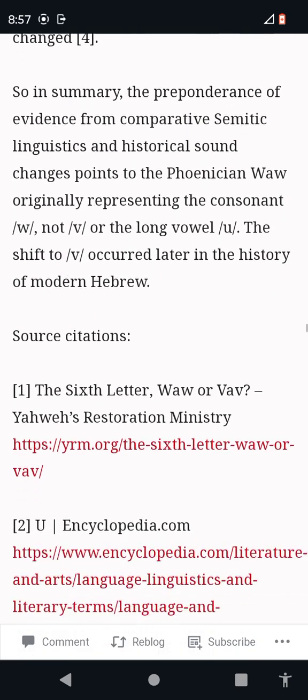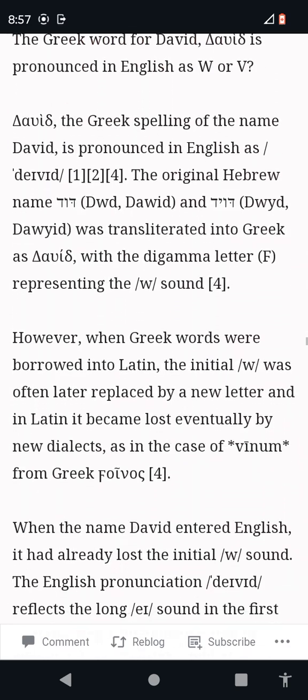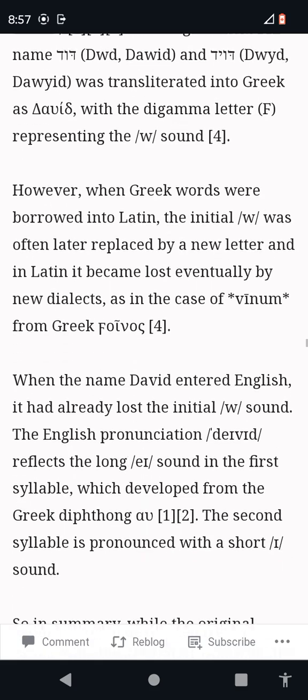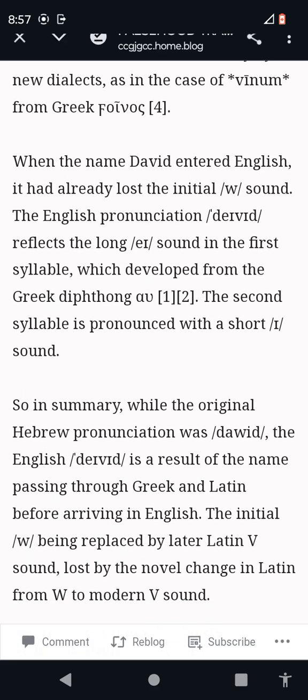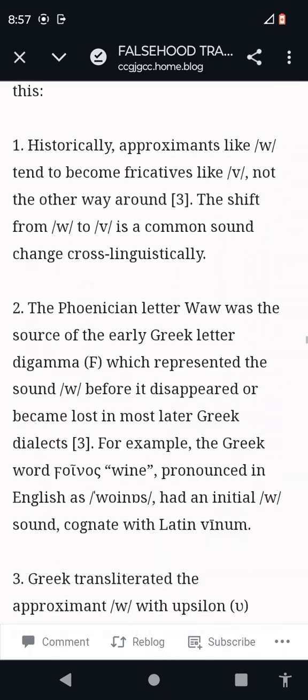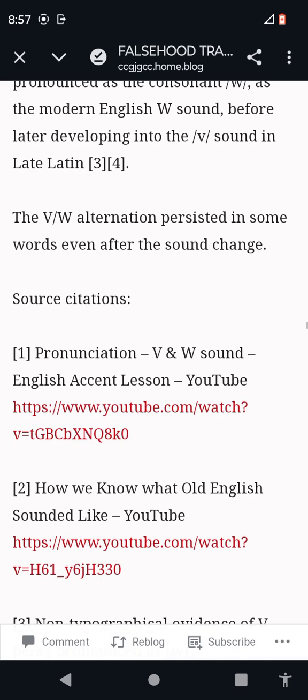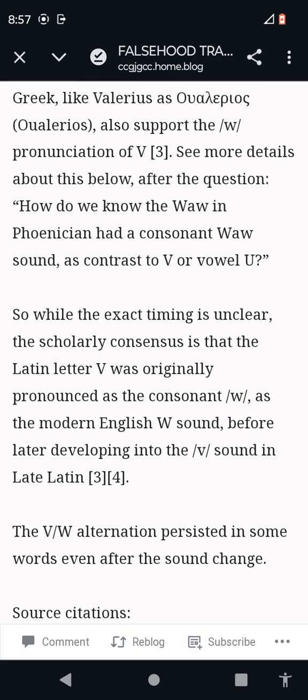So in summary, this is a long article. It's on our website, ccgjgcc.home.blog, and it's called False Translations. And you'll be able to see all of these. I've lost my place in here. Please forgive me, there's a lot of information here. It provides the sources also.